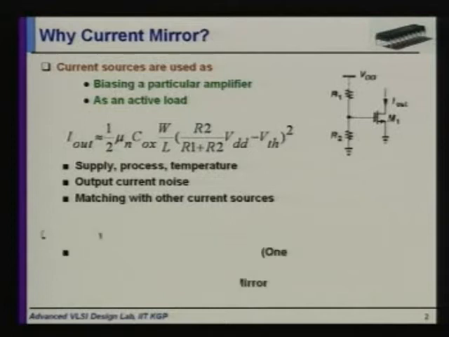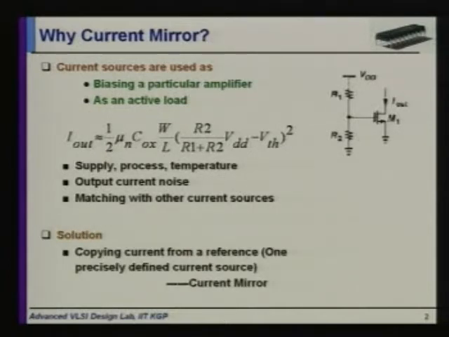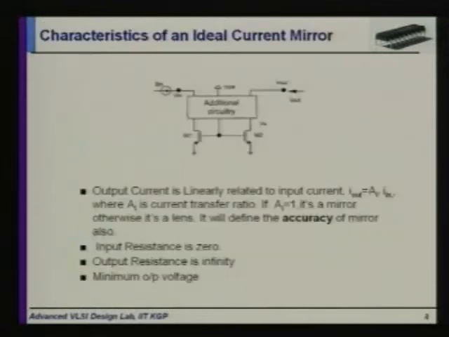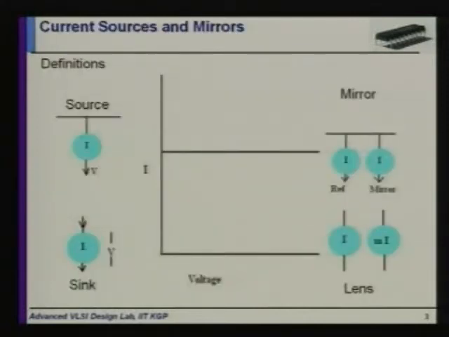So what is the solution then? The solution is copying that current from a reference. What is the reference? It is a precisely defined current source, and this particular system is the current mirror. This precisely defined current source is called the current reference, which may be constructed by a voltage reference followed by a voltage to current converter, or it may be a current reference or so.